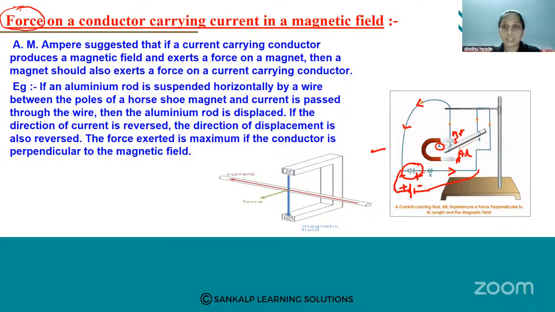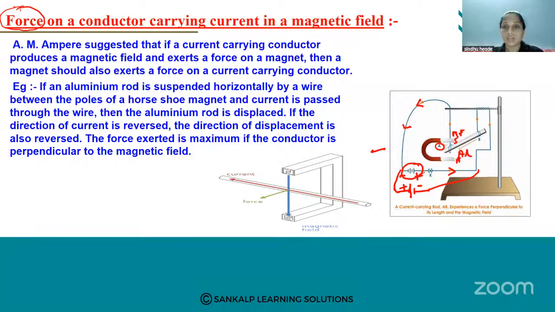The first time it was displaced to the left. When we change the battery position in the circuit, it shows some deflection again, but this time in a different direction. The direction has changed, but still it shows the displacement. Why? What is happening here? Why does this aluminium rod show the displacement?